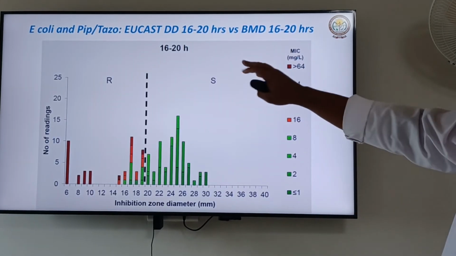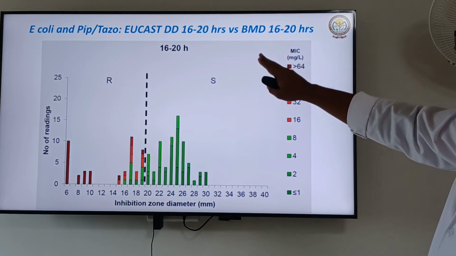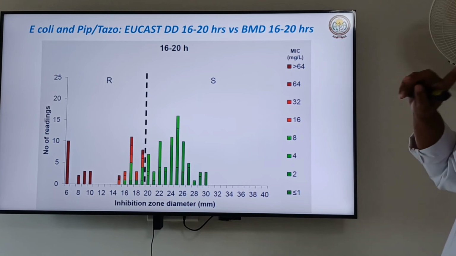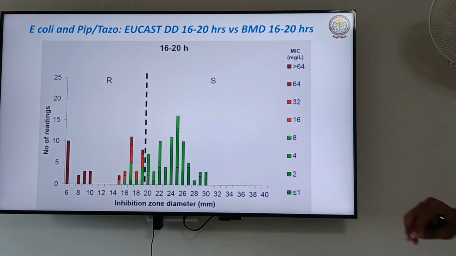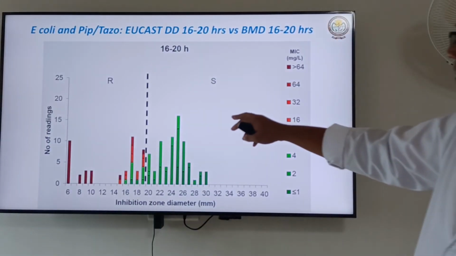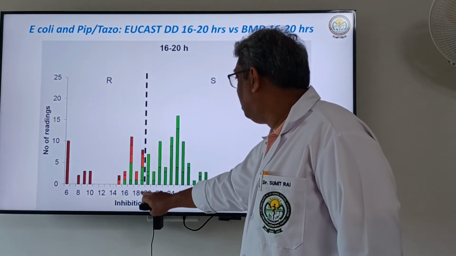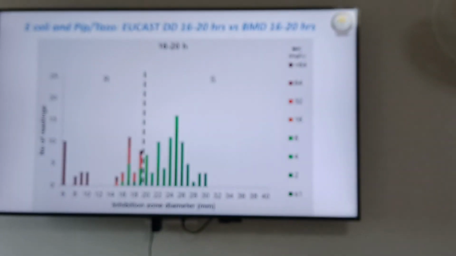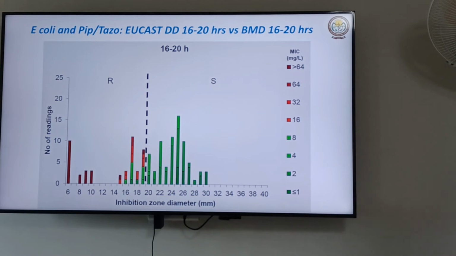So this is the E. coli and piptazo EUCAST distribution at 16 hours versus the broth microdilution at 16 to 20 hours. So this is the validation. You can see clear cut that this is where the cutoff is. This is the breakpoint zone, like around 19 millimeters is the breakpoint zone at 16 to 20 hours for E. coli in piptazo using the broth microdilution method.